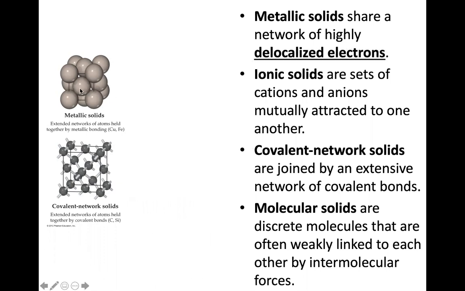What about here for the metallic solids? A metallic solid is being described as one in which there is a sharing of a network of highly delocalized electrons. That phrase, delocalized electrons. Delocalized, I think that's something we've seen before. Let me send you a poll on this one. Where have we seen that before? When did we see the idea of things being delocalized?